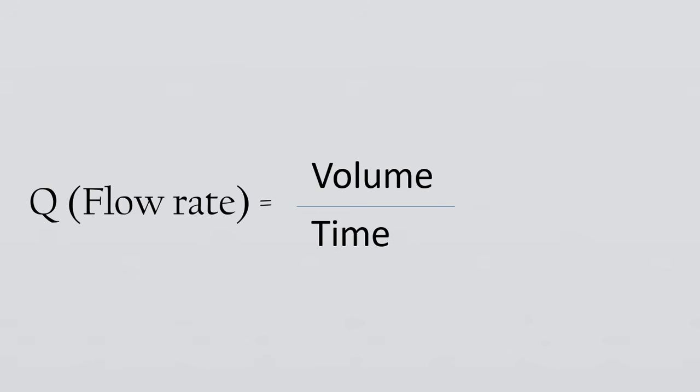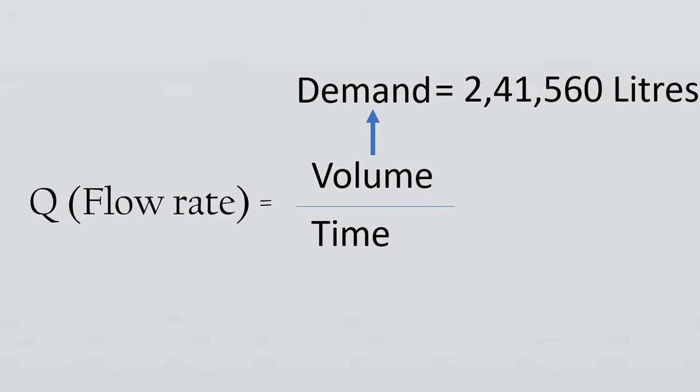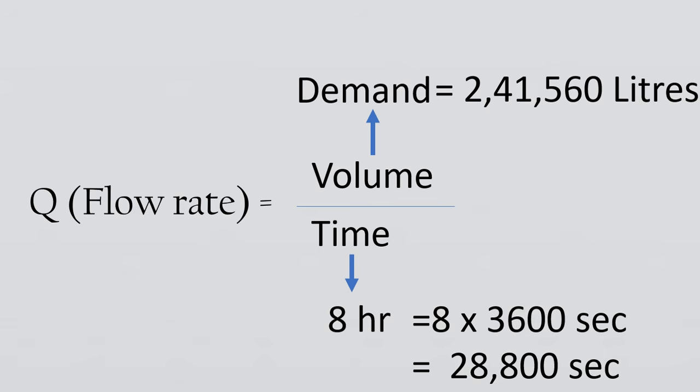As volume is demand here and our demand is 2,41,560 liters. Time normally means number of hours of water supply in a tank by pump. Normally, if it is solar pump, we will assume 8 hours of supply. To get demand in liters per second, we will take time in seconds. So after calculation, our flow rate will be 8.4 liters per second. In this flow rate calculation, if we accommodate 5% losses, then flow rate will be 8.8 liters per second.